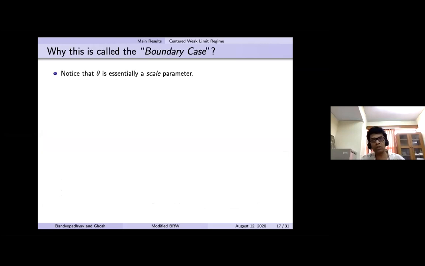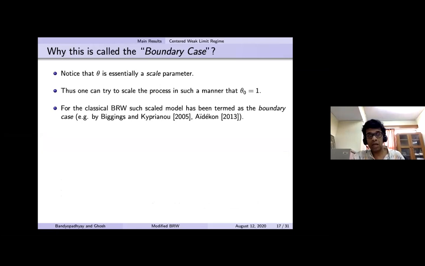Quickly, let me tell you, this slide may become a little too much for others, but for the sake of the experts, theta is essentially a scale parameter, okay? Thus, one can try to scale the process in such a manner that theta naught becomes 1. For the classical branching random walk, such scaling was done by various people like Biggins, Aidekon and others, and they call such a thing the boundary, and we are just mimicking that.